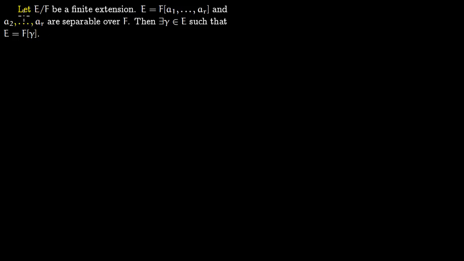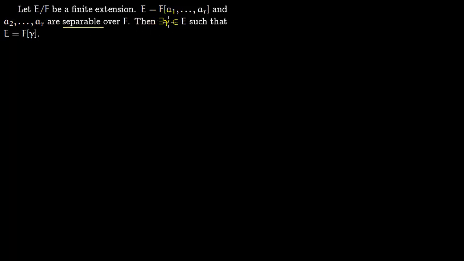In this lecture we talk about the primitive element theorem. Say we are given a finite extension E over F, and E is obtained by adjoining, say, a1, a2, all the way to ar to F. And a2 to ar are separable over F. Notice that we are not talking about a1. So a1 may not be separable.